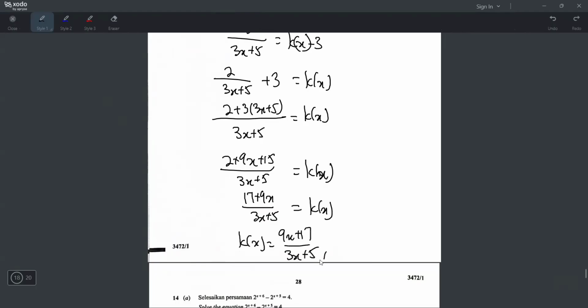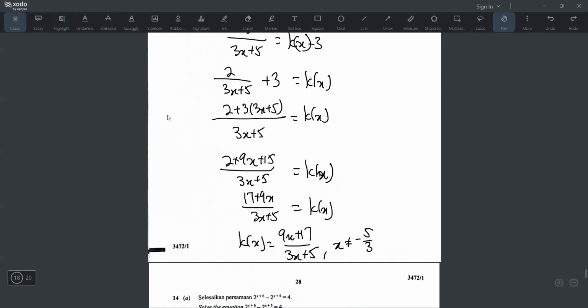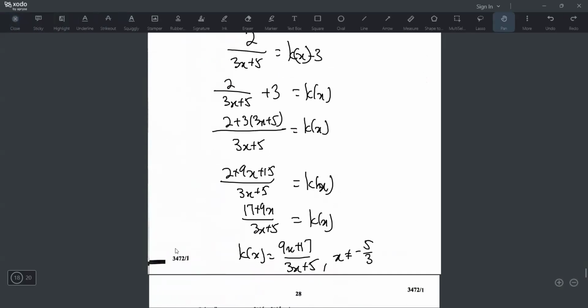Okay, but hold on a minute, because if your function has x at the bottom, there is an undefined case, and the undefined case will be negative 5 over 3, right? How do I get this? I take 3x plus 5 cannot be 0, because you cannot divide by 0. That's why you have to make sure the denominator cannot be 0. So the whole denominator 3x plus 5 cannot be 0. So x cannot equal negative 5 over 3, right? So this is the undefined case for x. That is why x cannot equal this. Otherwise, it will be a math error. Okay, so hope you understand. That's all.